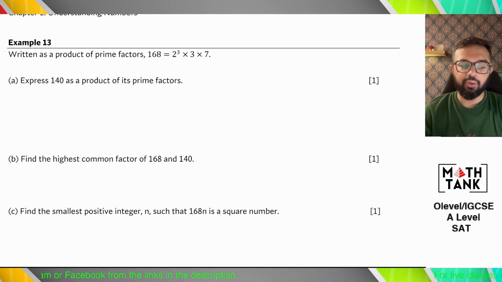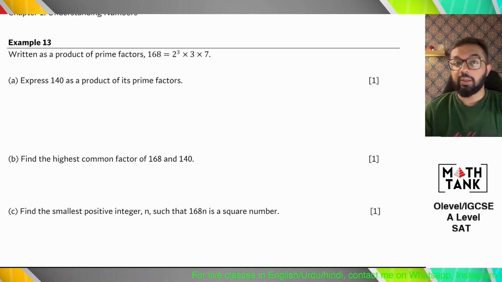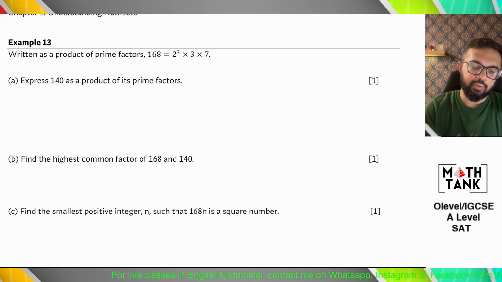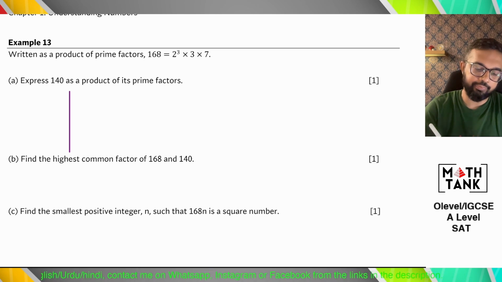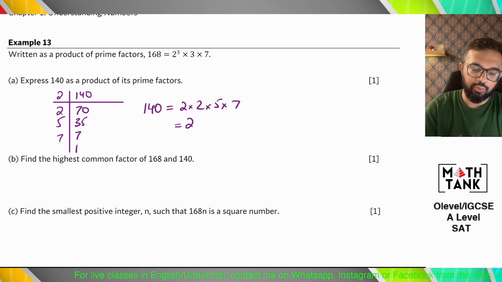Okay, then example 18, written as a product of prime factors, 168 equals 2 cube into 3 into 7. Express 140 as a product of its prime factors. Okay, we know how to do that. I'm going to take this up. 2 times 70, 2 times 35, 5 times 7, and 7 times. So 140 can be expressed as 2 into 2 into 5 into 7. 2 square into 5 into 7.